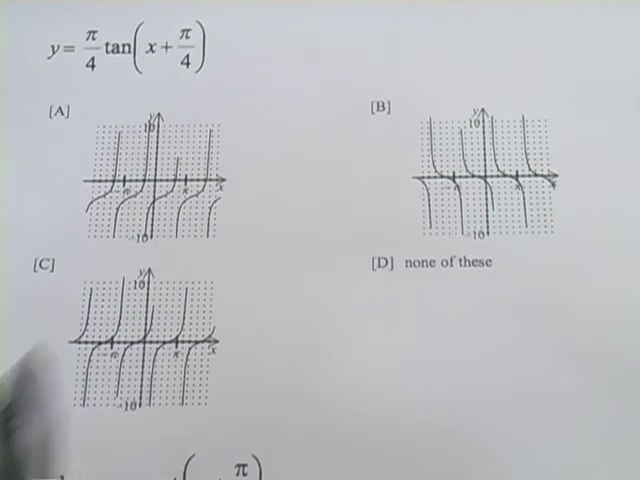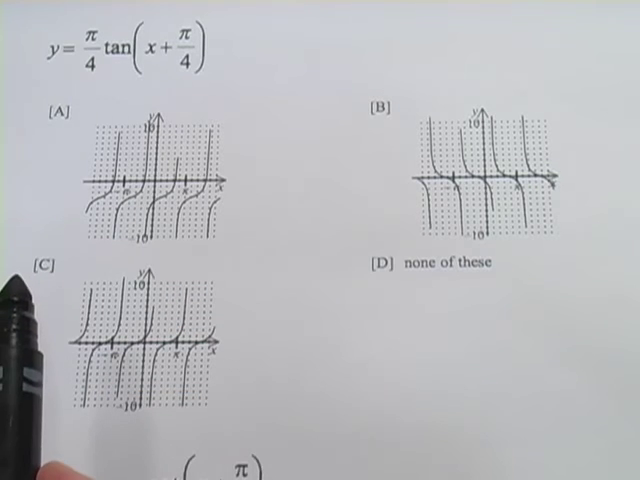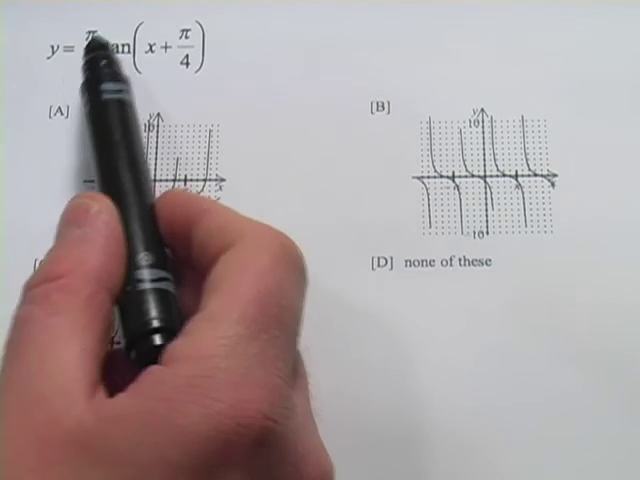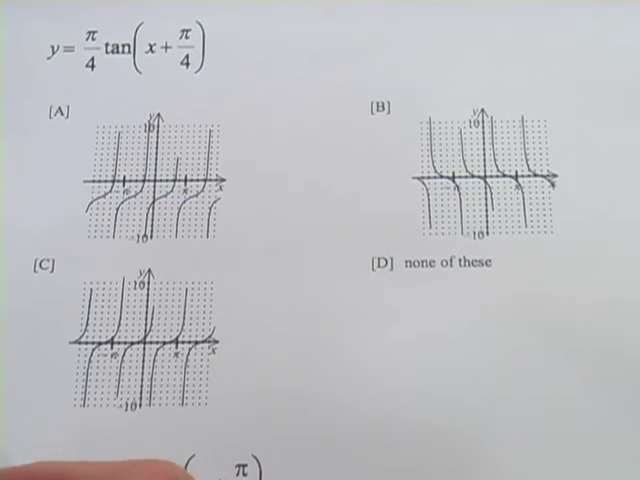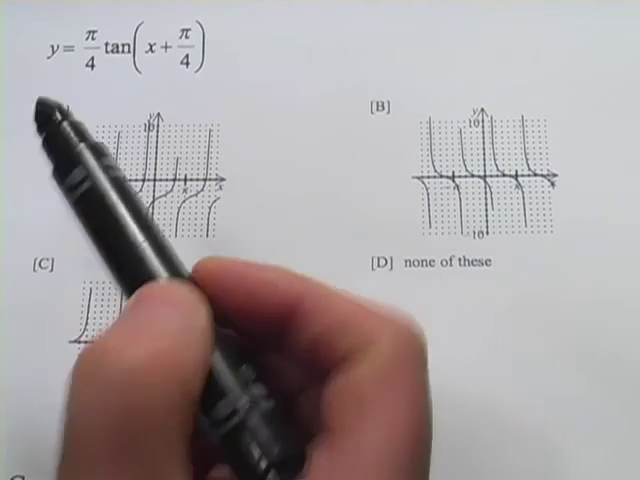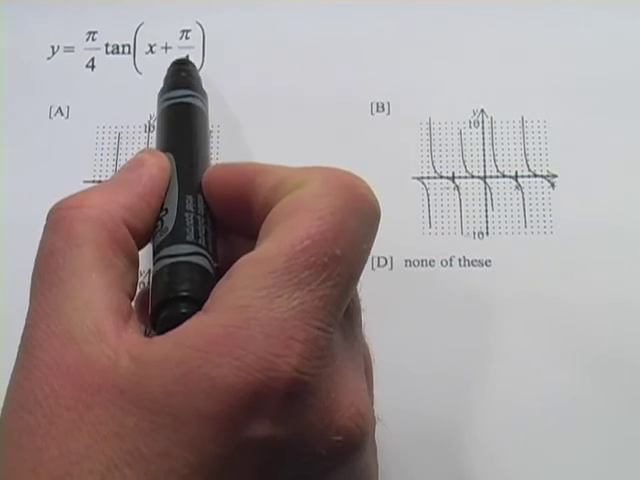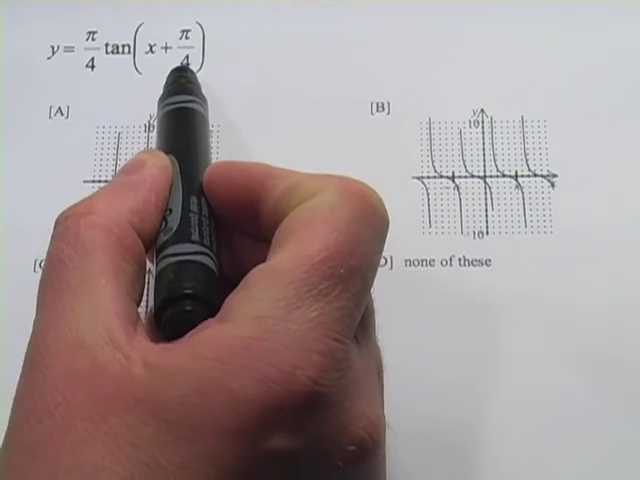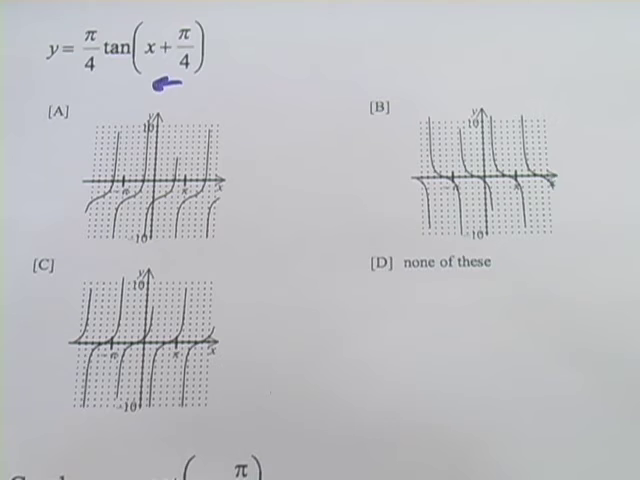This first one is y equals pi over 4 times the tangent of x plus pi over 4. So a couple of things going on here. We're using a multiplier, although it's pretty close to 1, 3.14 over 4. But since it's less than 1, it should squish it, make it a little flatter looking when it's near the x-axis. And then we have just a phase shift here of pi over 4 in this direction. So instead of being at 0, 0, it should be just a little bit that way on the 0.